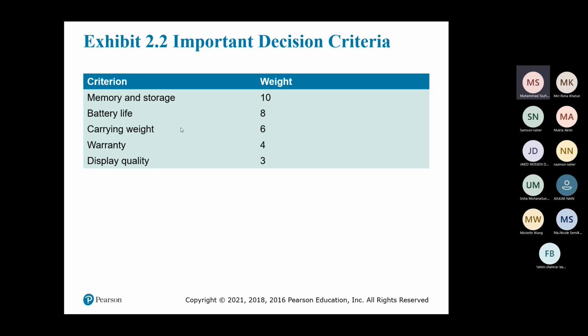The weightage can also be similar. For example, if you think that battery life and carrying weight are of similar importance, and both are very important to you, maybe you can put both 8 and 8, depending on your preferences. All right, so this is the third step where you put the weightage on your criteria.